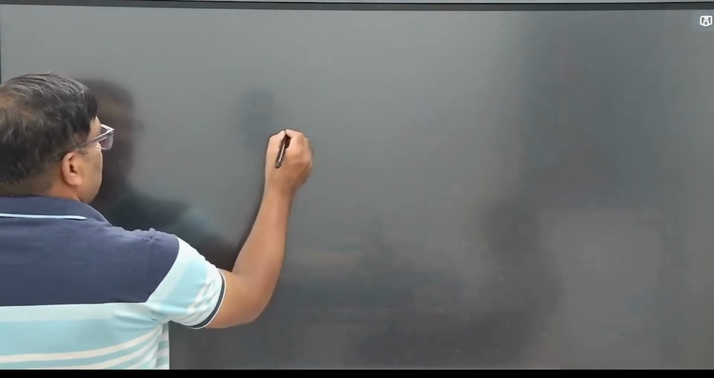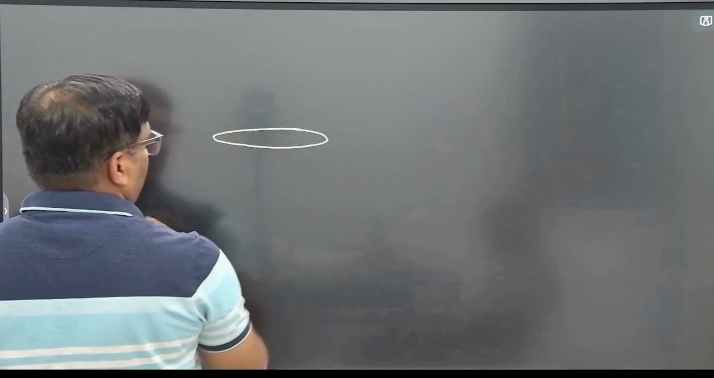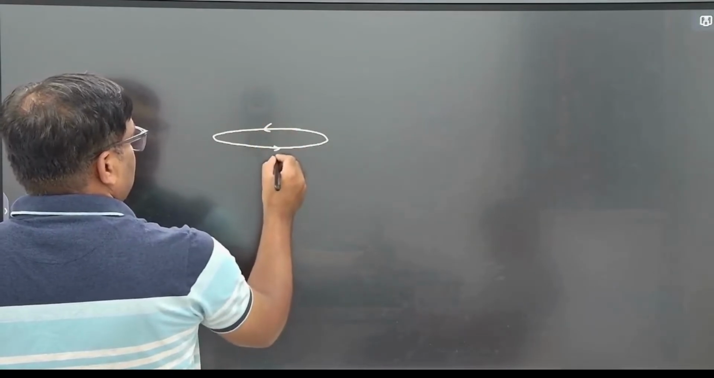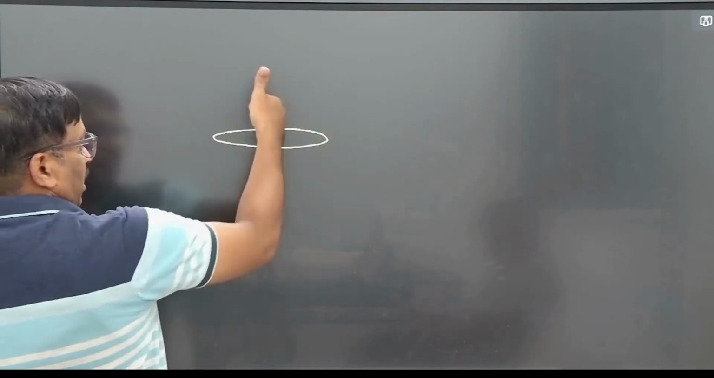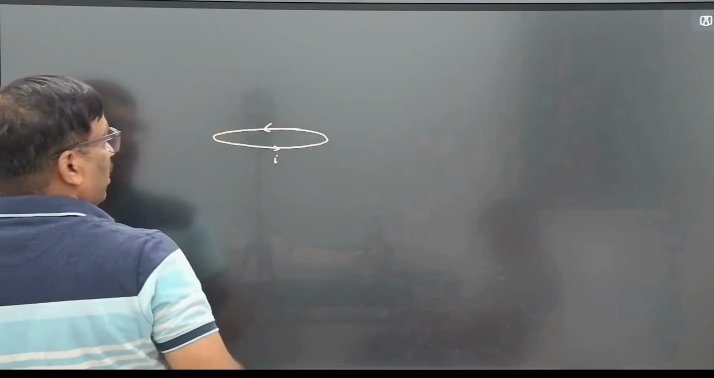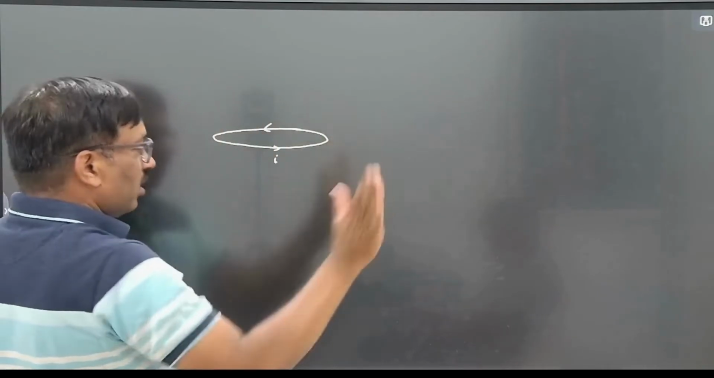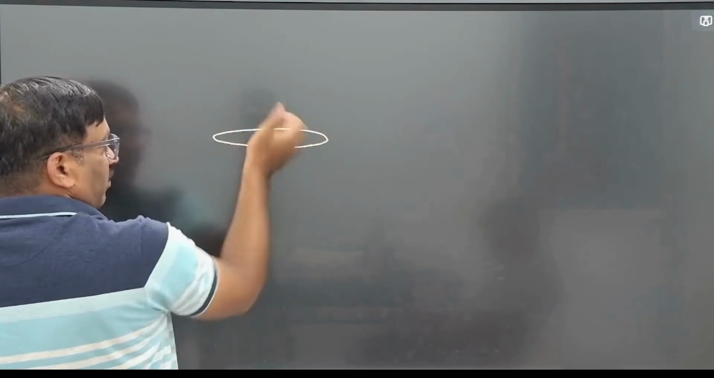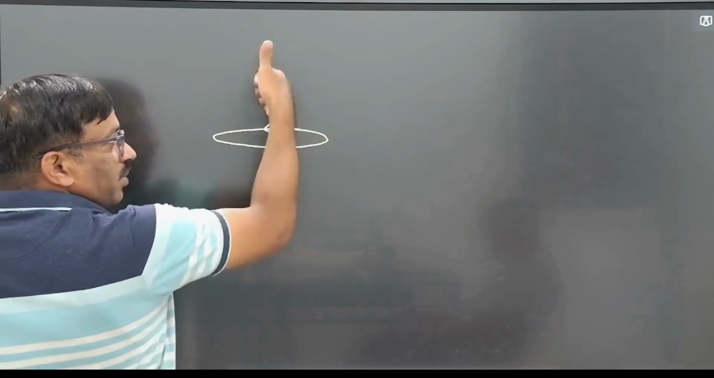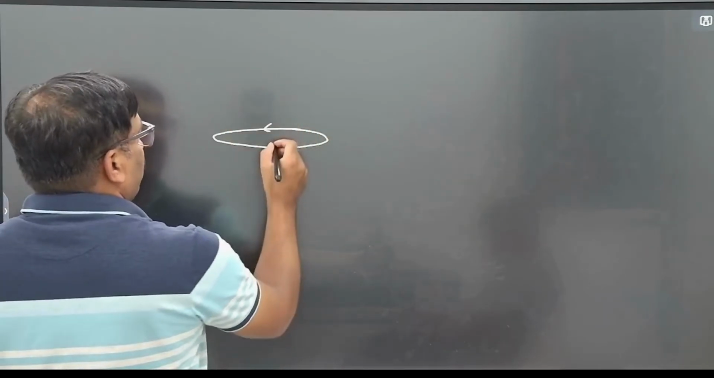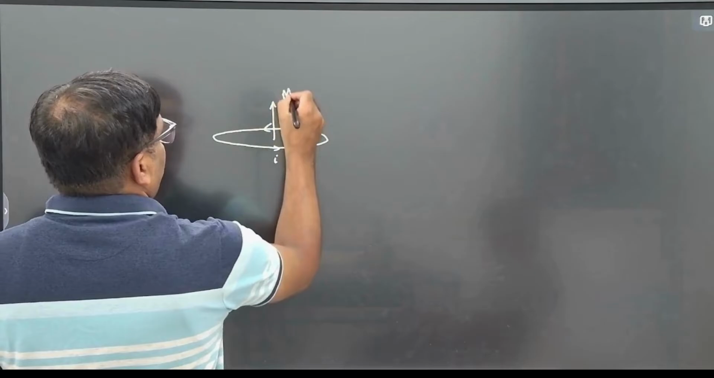Suppose there is one circular coil. This is one circular coil. So this is the current here, current is I. Therefore here you have to use the right hand thumb rule. The curling of the fingers is the current direction, and the thumb indicates the direction of your magnetic moment. Therefore on this side it will be the magnetic moment.